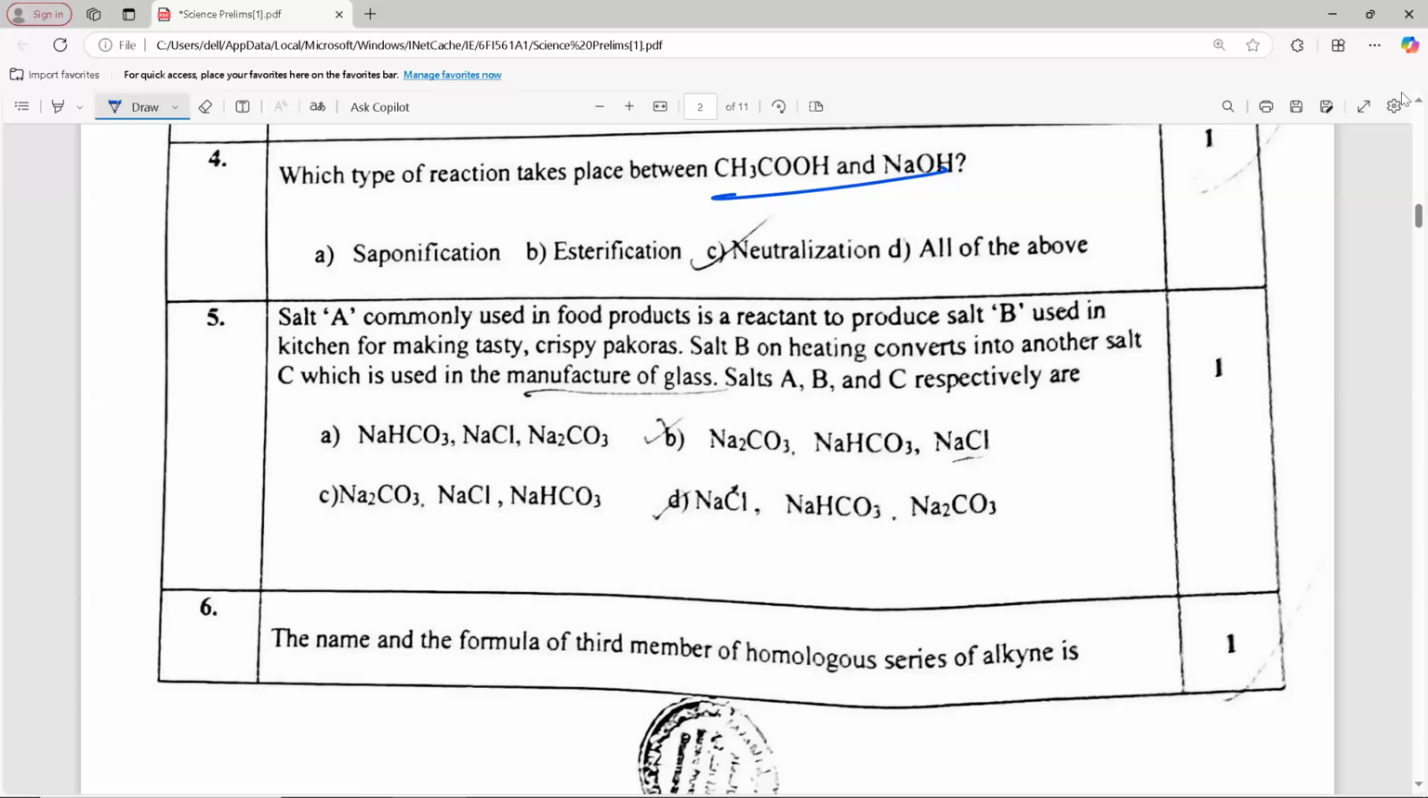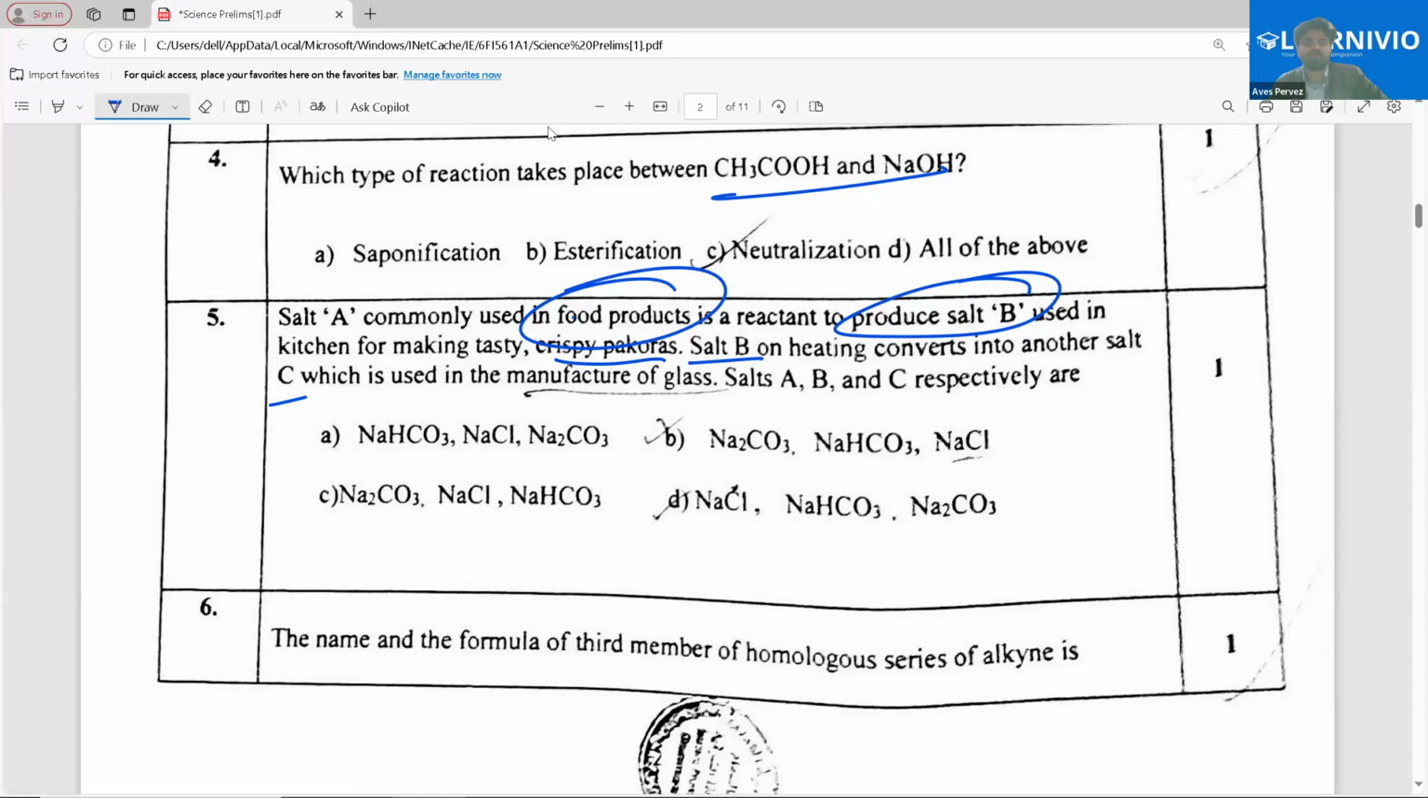Done. Question number 5, D. So here it is saying that a salt A commonly used in food product is a reactant to produce salt B. Okay, a salt A commonly used in food product. So you know that if it is used in food product, it is A, and produces salt B used in the kitchen for making tasty crispy pakoras. Salt B on heating is converted into another salt C.